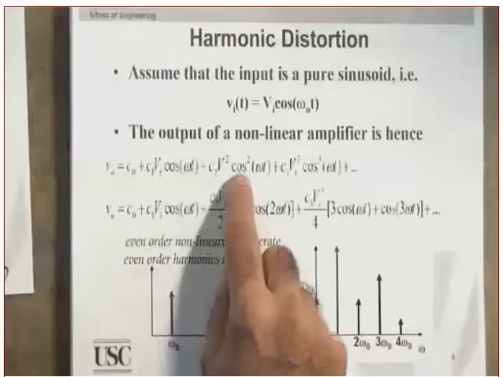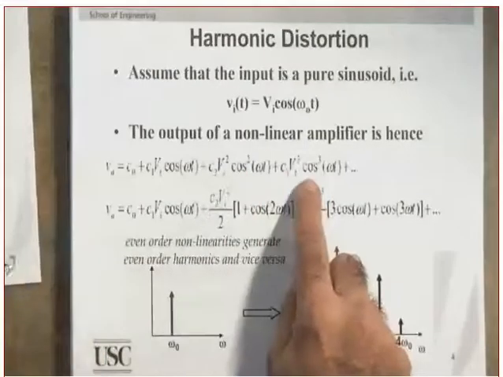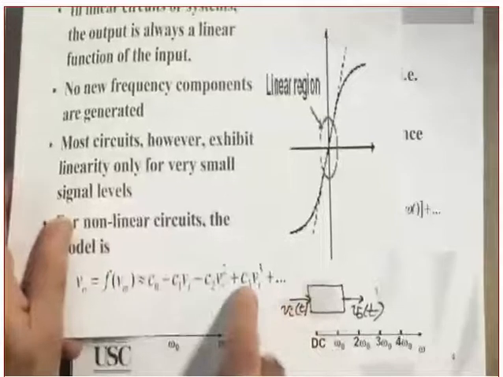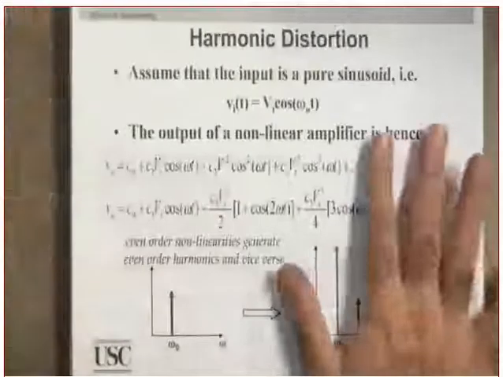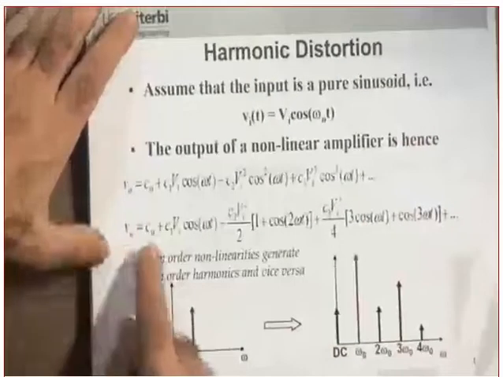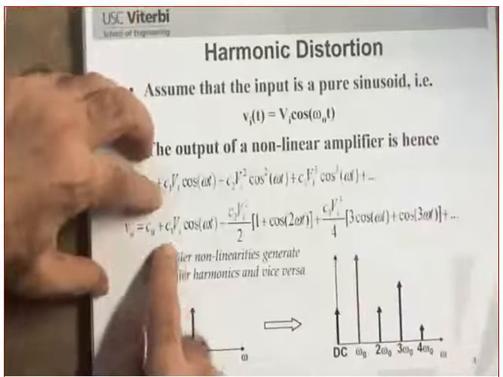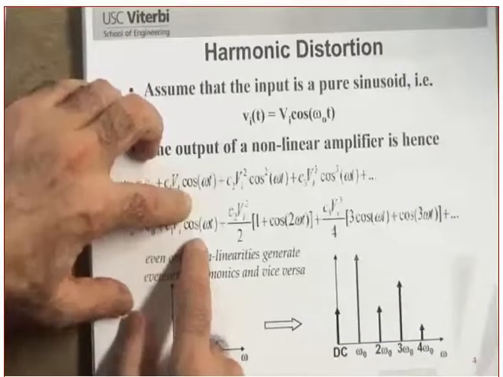Notice, by the way, this term came from who? Came from this guy. Yes? And so on and so forth. I will stop it here. Then what? Vo equal to what? C0 plus what? C1 Vi cosine omega t.